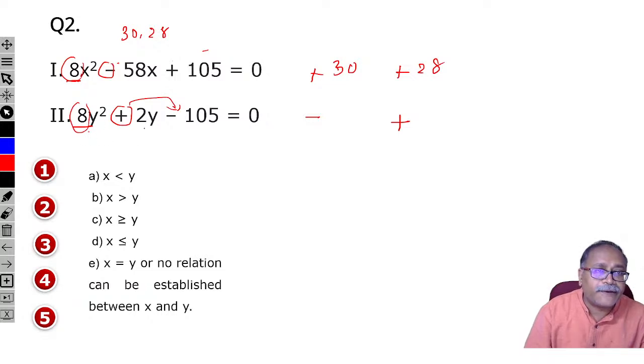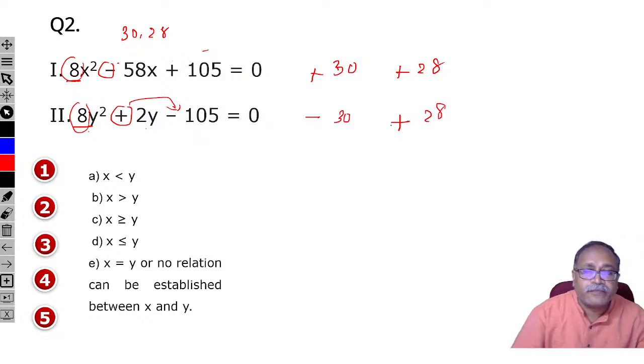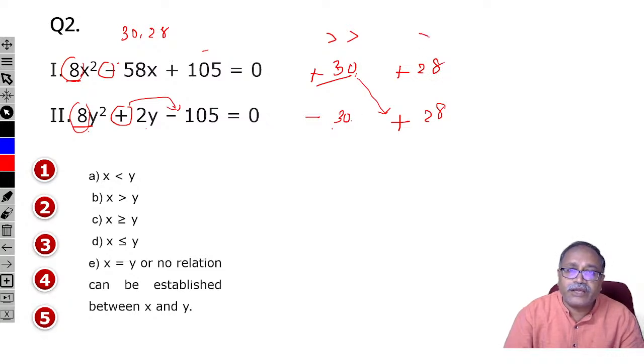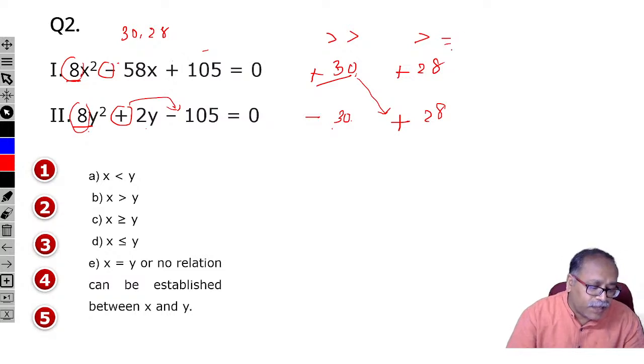Coming to this part, again the 30 minus 28 will be 2. So again here comes 30 and 28. Now I notice that plus 30 is greater than minus and greater than 28. So it is greater and greater, and as 28 is greater than the negative number, and here it is equal. What is the answer?